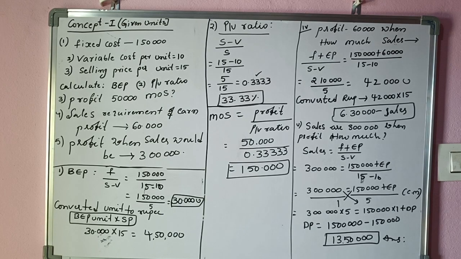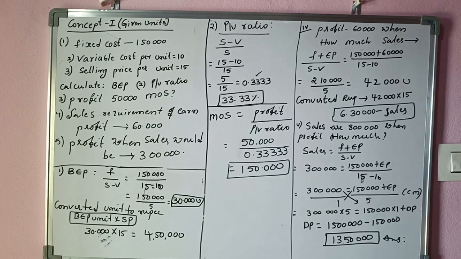The second one, PV ratio. And third one, the profit is given, calculate the MOS. The fourth one, the profit is given, then the sales requirement. And fifth one, the sales are given and the profit is required. So the first one, BEP, break even point.